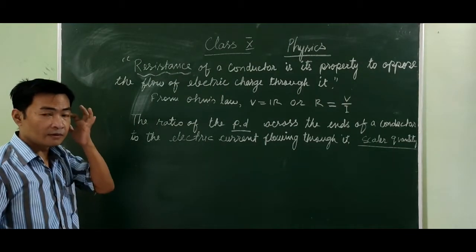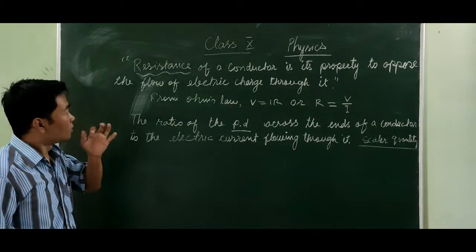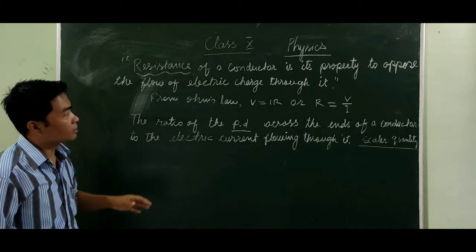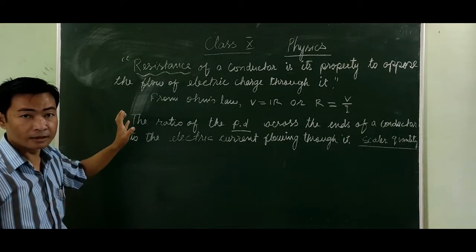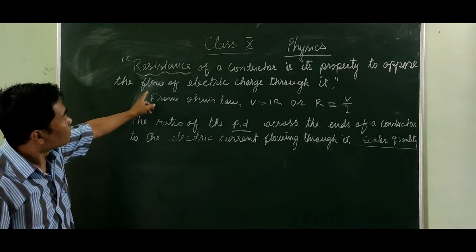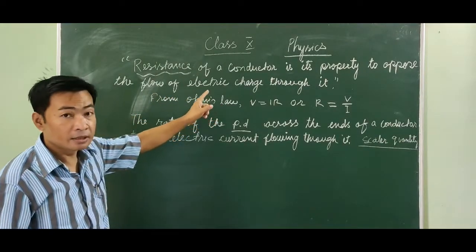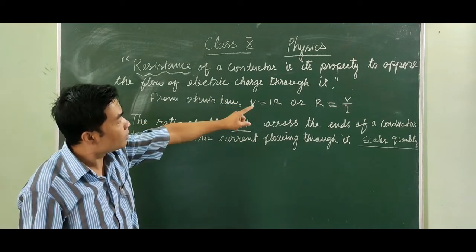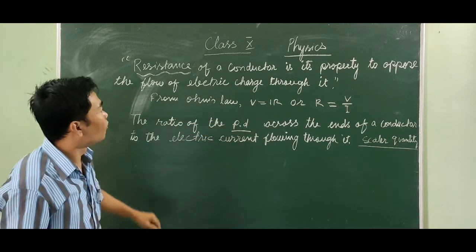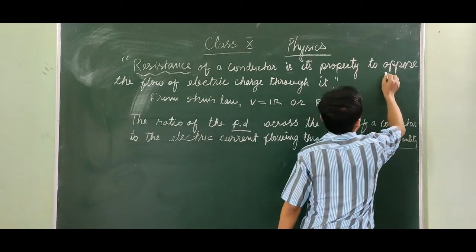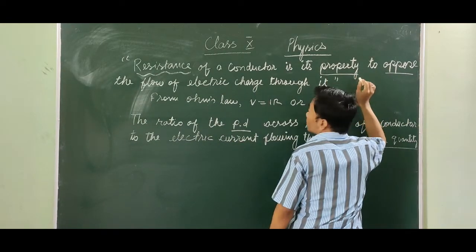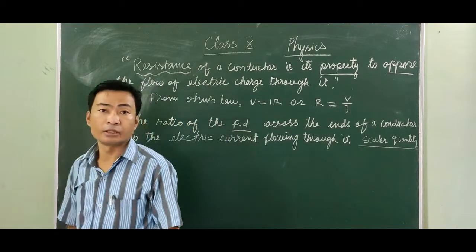In the previous class we learned about Ohm's law. So today we will learn about resistance. Now, the definition I have written here. What is resistance? Resistance of a conductor is its property to oppose the flow of electric charge through it. This oppose property is something you need to remember, okay?